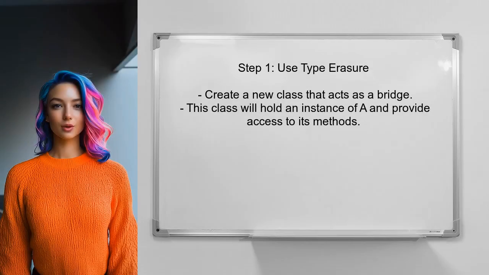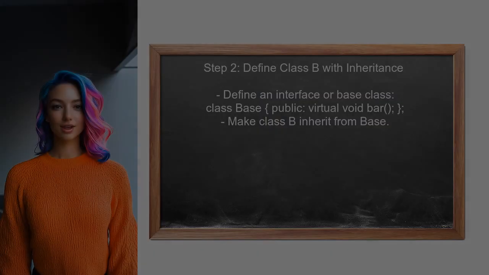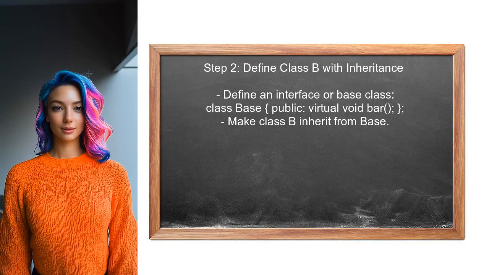To achieve the desired functionality, the user can utilize a technique called type erasure. This allows the user to create a new class that can act as a bridge between class A and class B. Next, the user should define class B to inherit from a common interface or base class that both A and B can conform to. This will allow the user to treat instances of A as if they were instances of B.